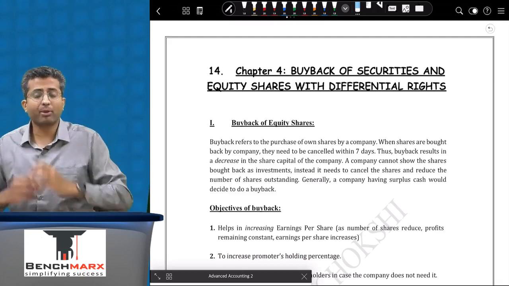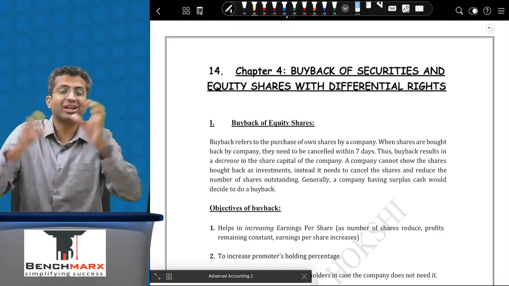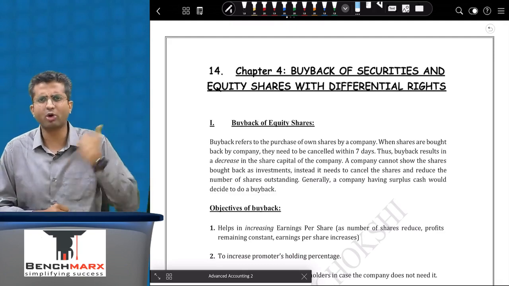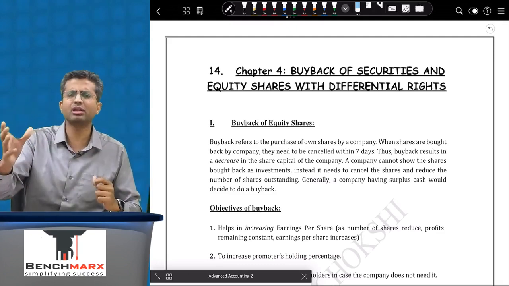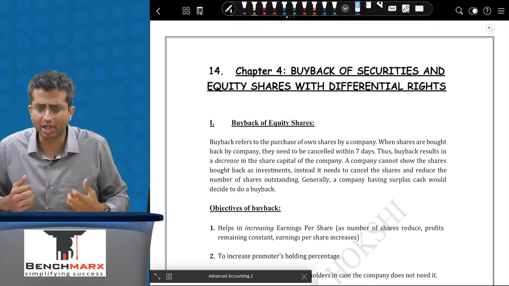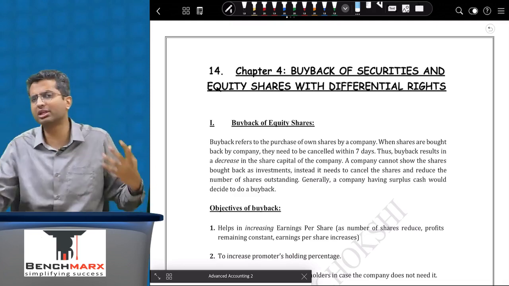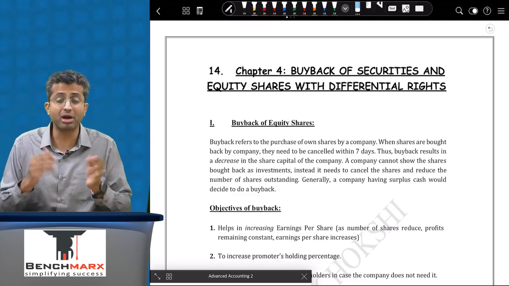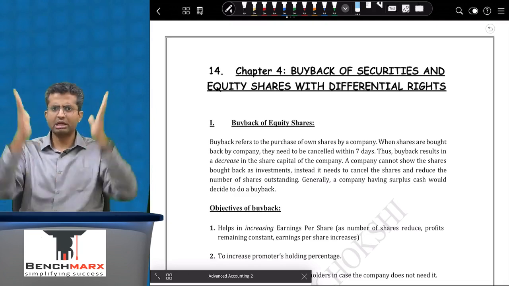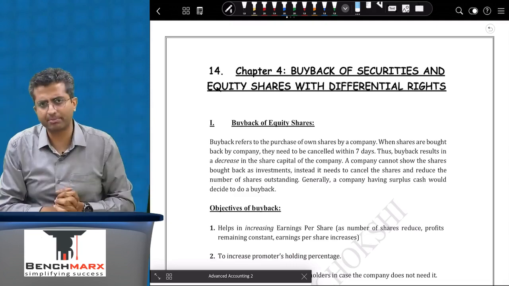So this is a fairly important chapter, has around 10 to 15 marks of weightage in your exam. Almost every exam we see a 10 or a 15 mark numerical question comes, and sometimes even a small theory question of 2 or around 4 to 5 marks also lands up from this chapter. So definitely very scoring, definitely very important.